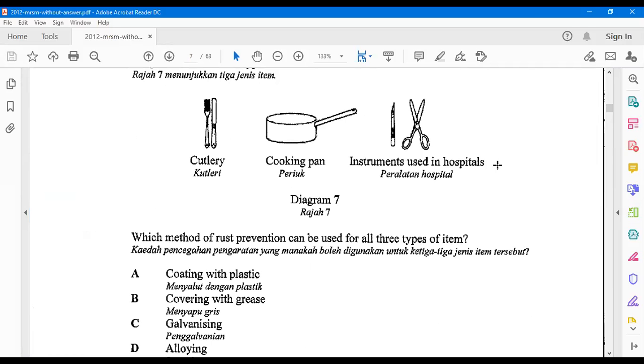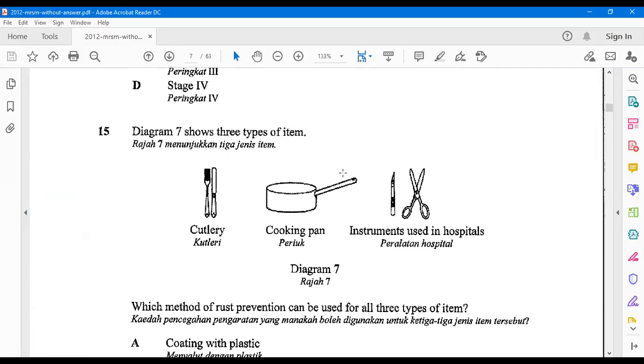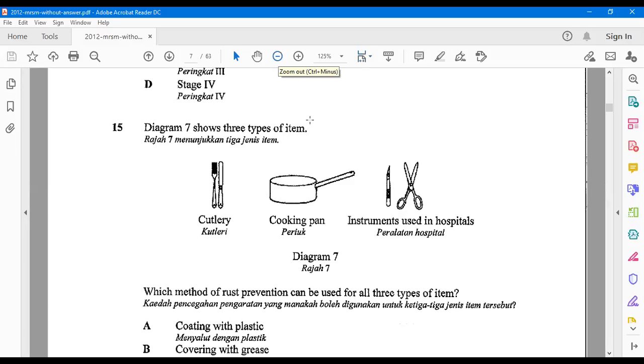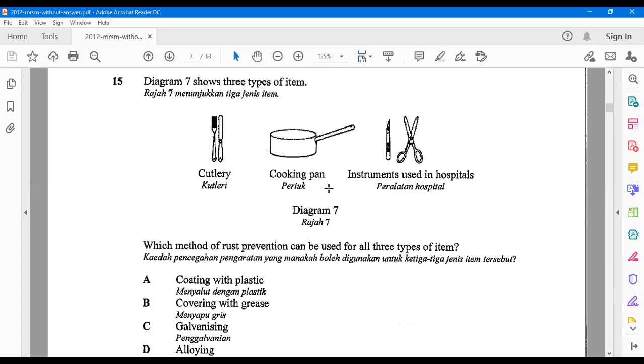Okay, now the diagram shows 3 items, which is the cutlery, the cooking pan, and instruments used in the hospitals. Now, which method of rust prevention can be used for all these 3 types of items? So first of all, we have to know what type of substance makes up the cutlery, the cooking pan, and the instrument used in the hospital. Do you have any idea?